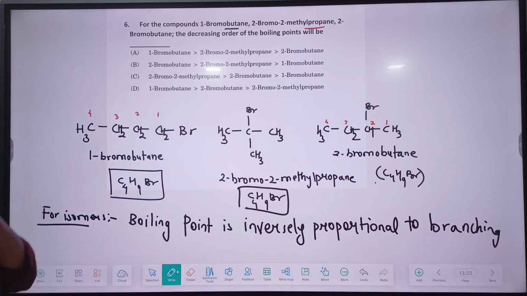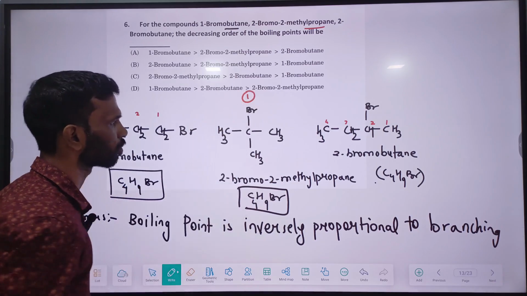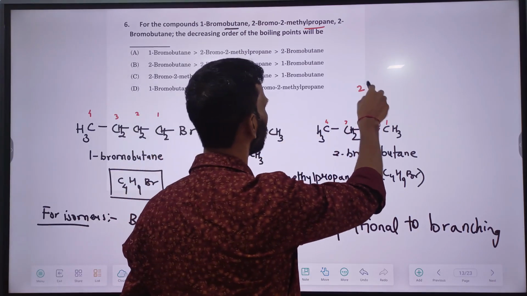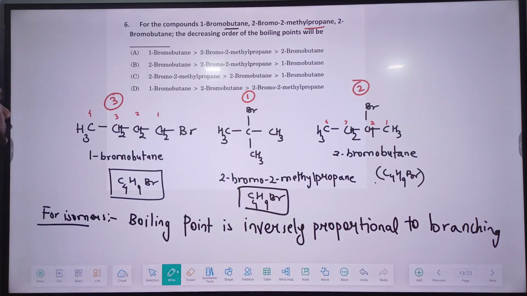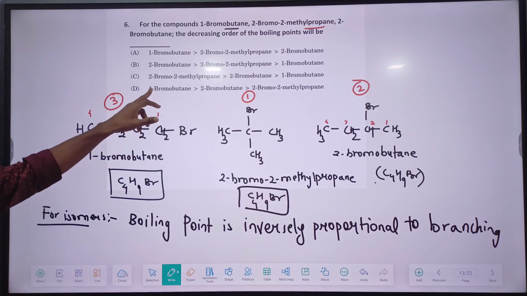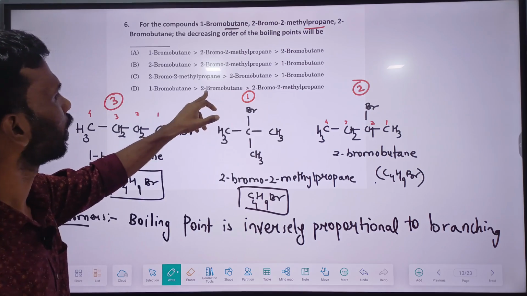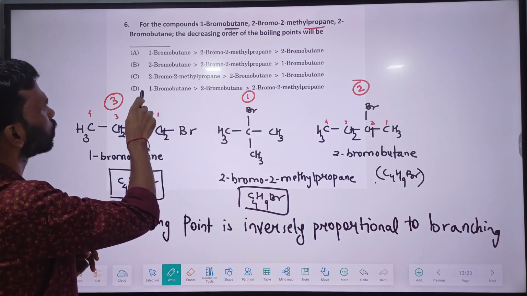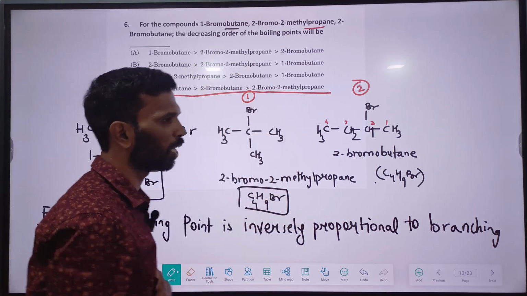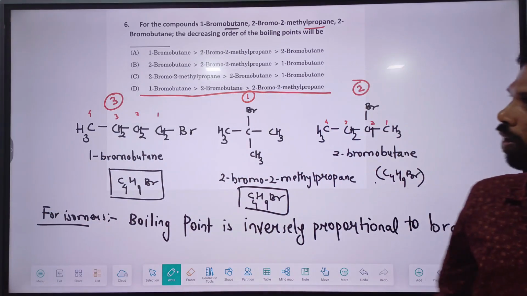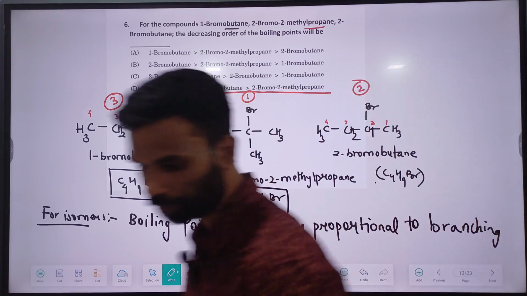So in which case is there maximum branching? This is the one where there is maximum branching. Here there is a little less branching, and here there is the least branching. Least branching means maximum boiling point. So 1-bromobutane, then 2-bromobutane, and last is this. So your answer becomes this: 1-bromobutane, 2-bromobutane, and 2-bromo-2-methylpropane will be the one having the least boiling point. Fine.